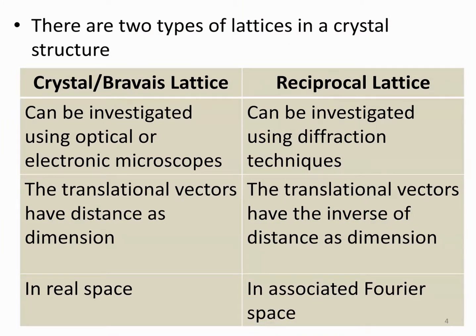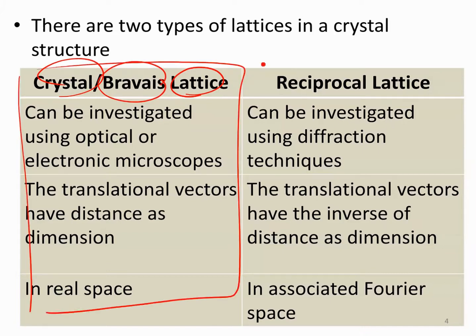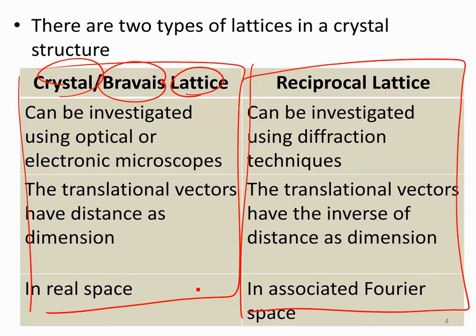So there are two types of lattices in the crystal structure. We have the crystal lattice, or real lattice, as the first category, and the second category is the reciprocal lattice. The real lattice can be investigated using an optical or electron microscope, because we can just look at it directly since it's real. But for the reciprocal lattice, we have to use the diffraction technique that we discussed in the last chapter.